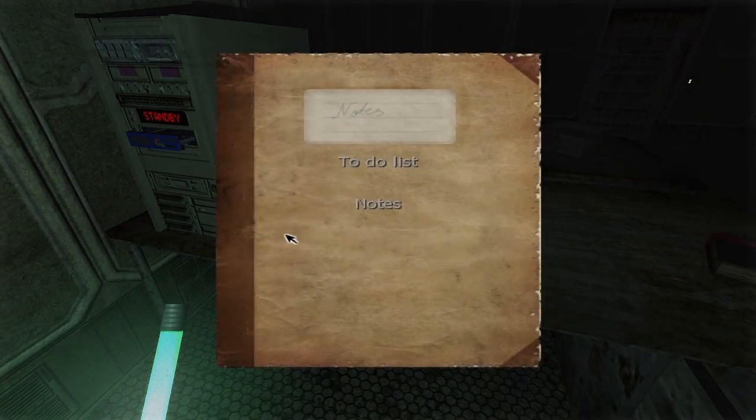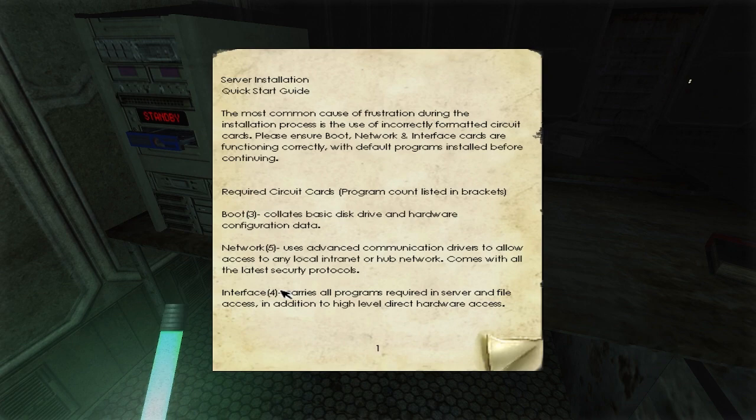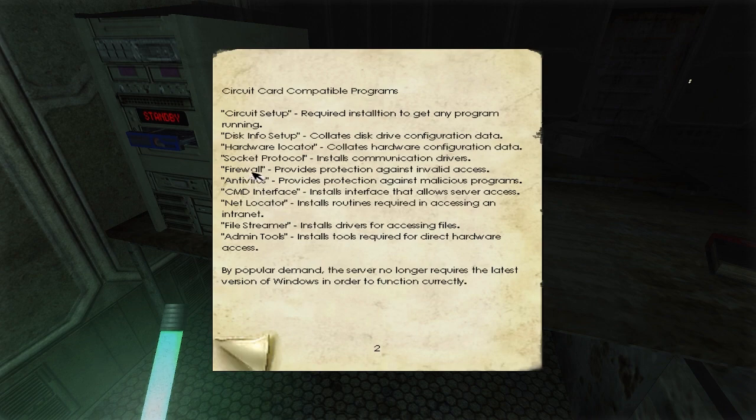Okay, well. Advanced communication drivers to allow access to any local intran or hub network. So intran and hub networks. And security protocols. Okay, so it does require firewall and antivirus. Okay, so socket, firewall, antivirus, and net locator. And maybe CMD interface.